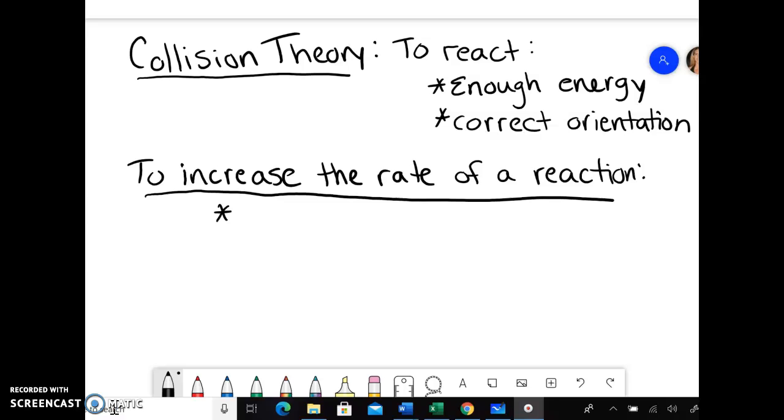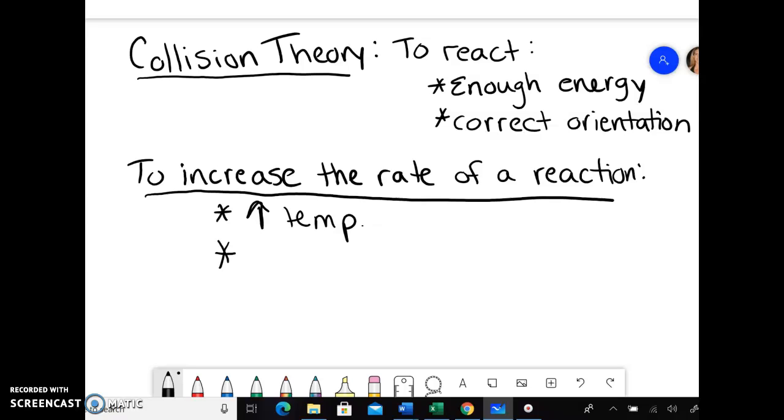So there's several ways you can increase the rate of a reaction. The first thing is that you can increase the temperature. Increasing the temperature is going to add more energy to the particles, which means more of them will have enough energy to actually have the collision be successful. And a lot of times they call them effective collisions.